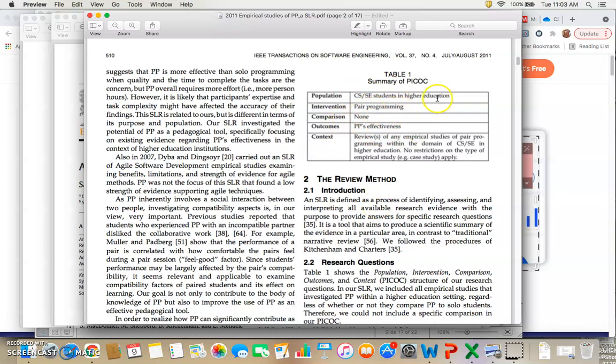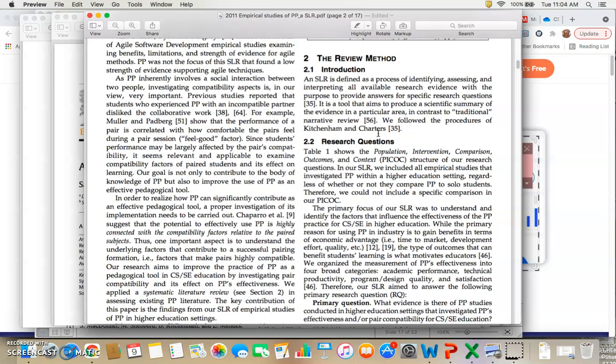So the population is higher education. The intervention is pair programming. I did not intend to compare because I wanted to include as many pair programming studies as possible. Although in the analysis, I also picked up some of the papers that made some comparison between pair programming and solo programming. That is also part of the studies included in this SLR. And then the outcomes focus on the effectiveness of pair programming, and the context of this SLR. So this gives readers a framework about this SLR.